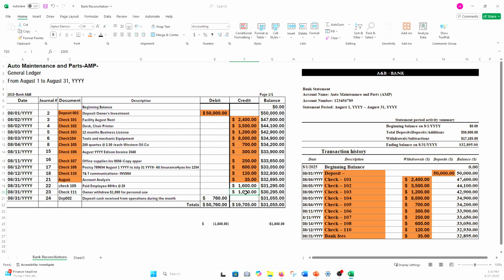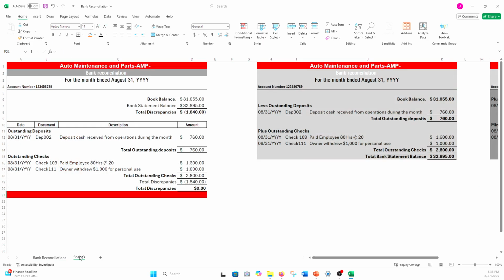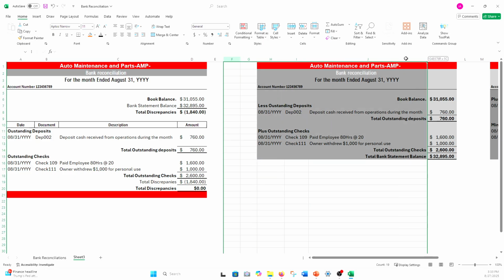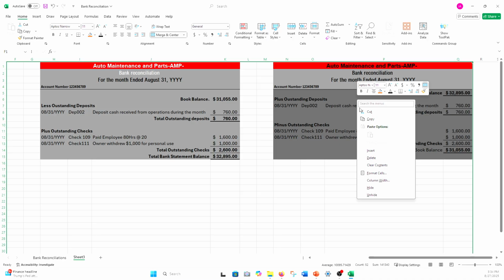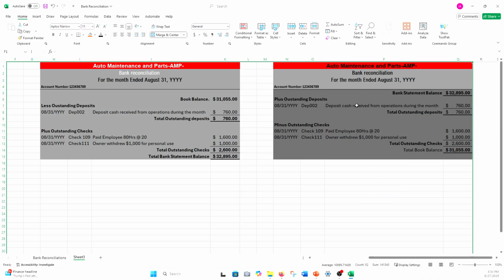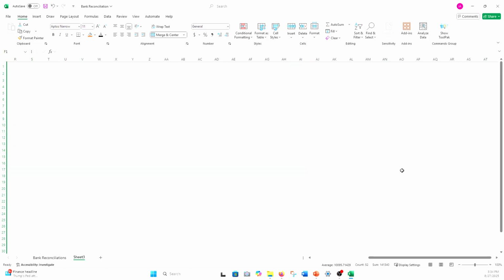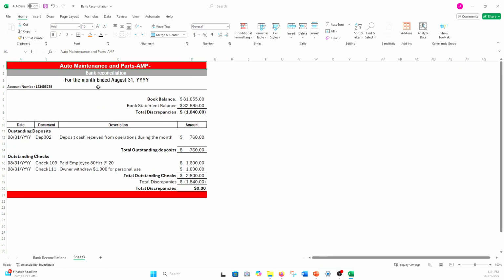Okay, so now let's move to the report, the final bank reconciliation. Let me highlight these ones a little bit. Let me show you this one. This is the Auto Maintenance and Parts (A&P) bank reconciliation for the month ended August 31st, or you can just say for the month of August. Either way is fine.